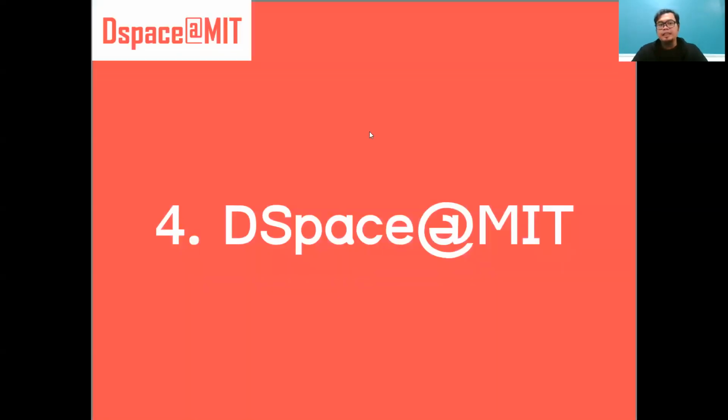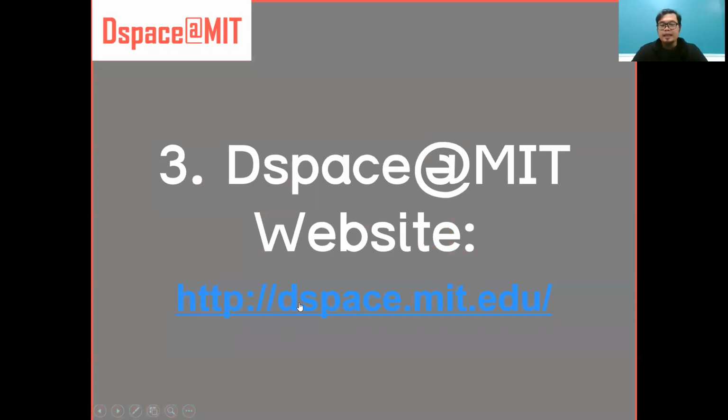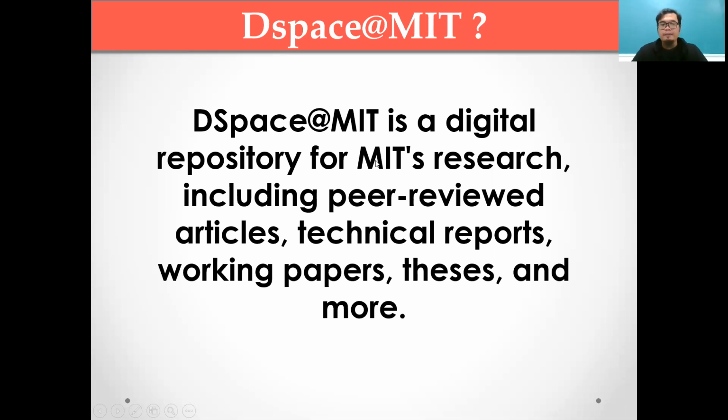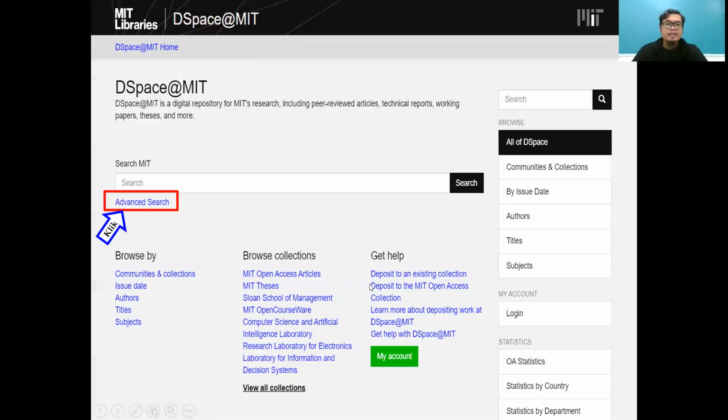Okay, we go to database number 4. Okay, we are done with EThOS, we are done with HKU. The third one is Scholar Works from Georgia State University. Then we go to the fourth, DSpace at MIT. This is database number 4. Okay, this is the database address, dspace.mit.edu. So this is the information. DSpace MIT is a digital repository of MIT research, including peer-reviewed articles, technical reports, working papers, theses, and more. So this is their interface.